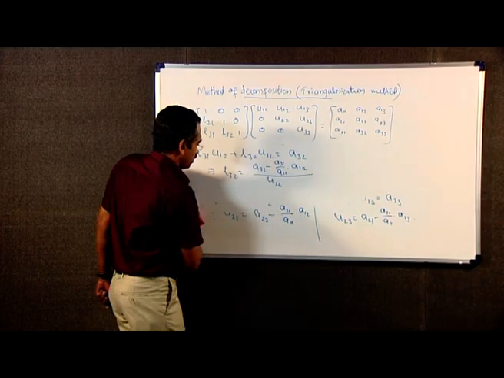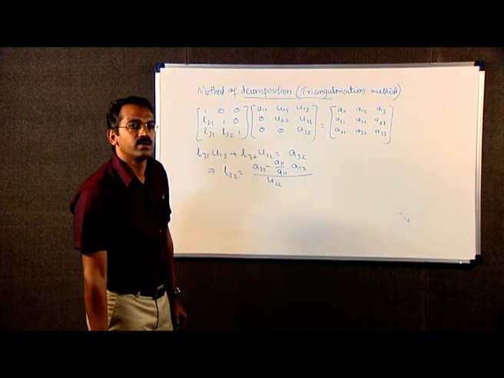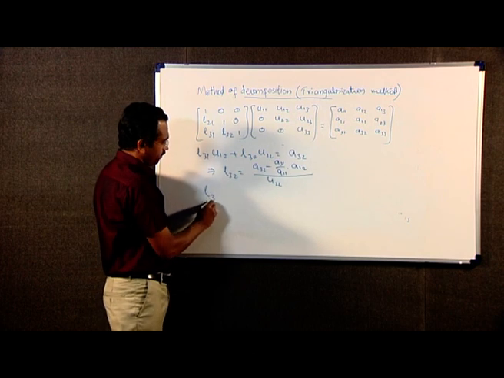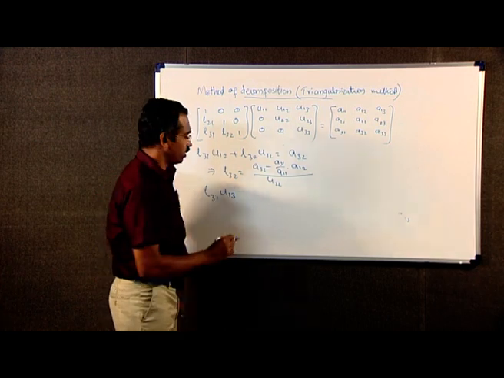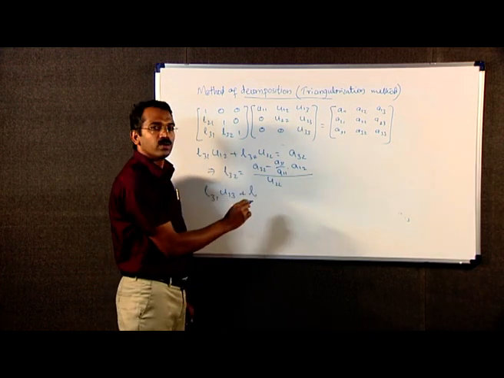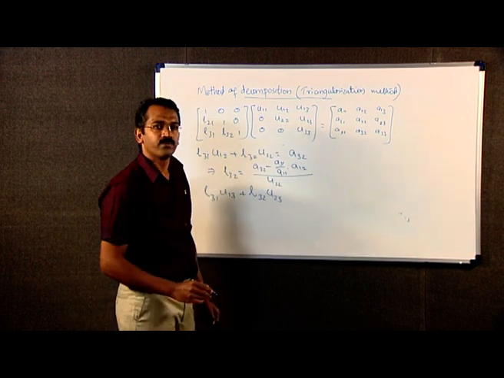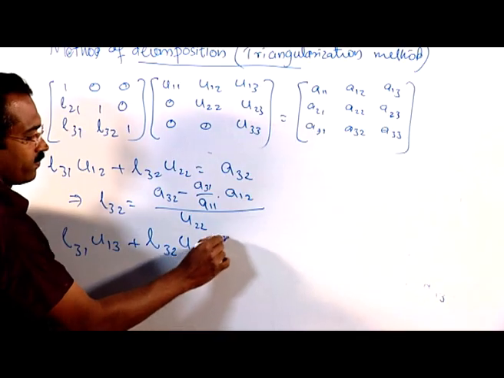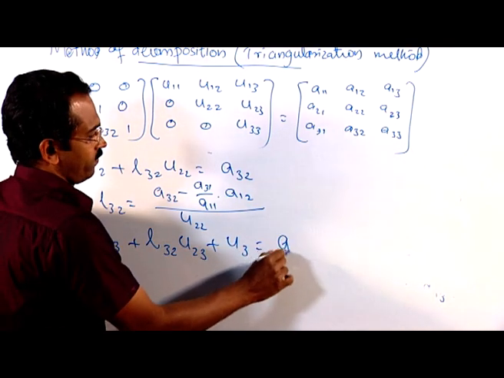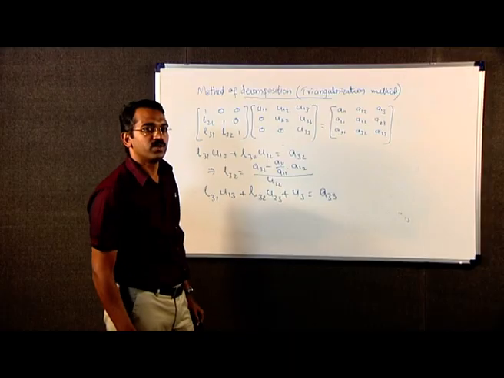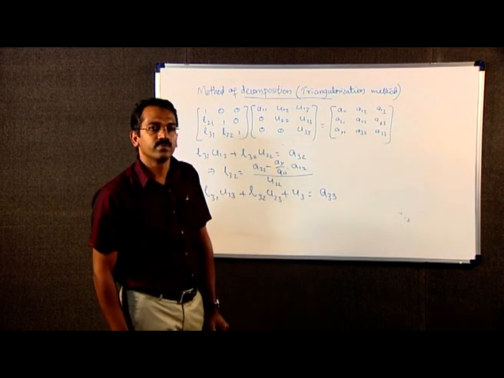Lastly, L31 into U13 plus L32 into U23 plus U33 is equal to A33, from which U33 can be computed.